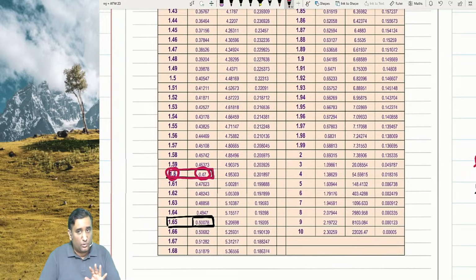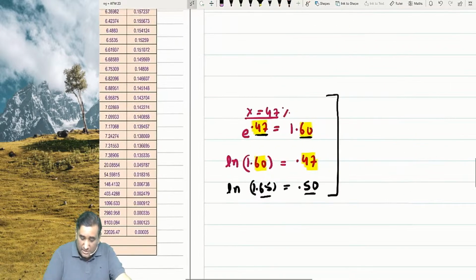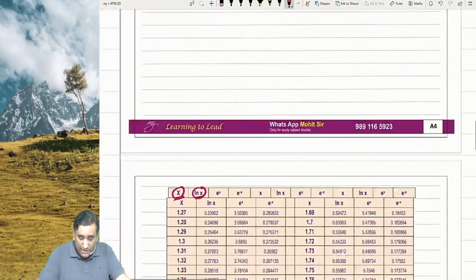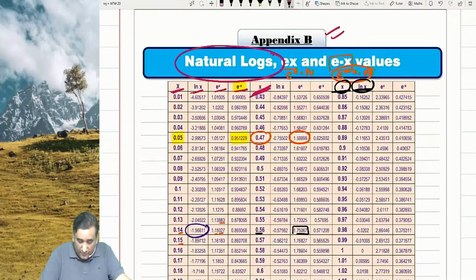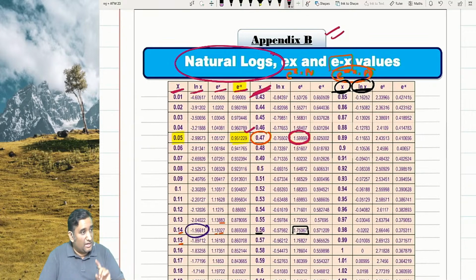Now let me try to put it. How do I read this number? The way of reading: x is 0.47, e to the power that is what? 1.60. Sir, how do you get 1.6? Let me look at the x 0.47 value. X is 0.47, e to the power x value is 1.6. And similarly, when I looked at x 1.6, in front the ln value was what? 0.47.